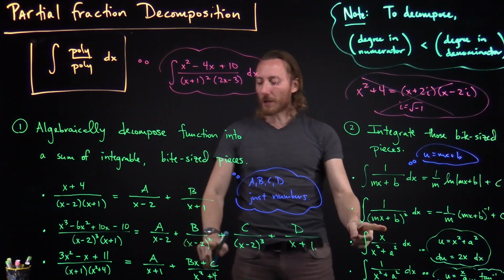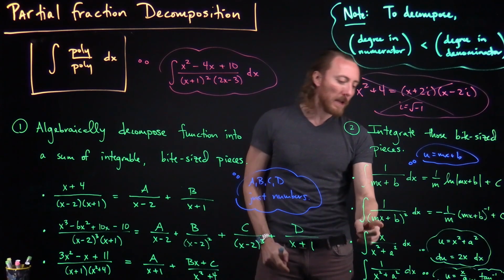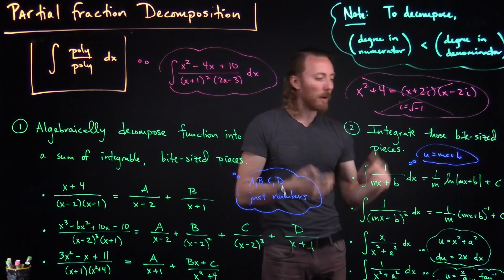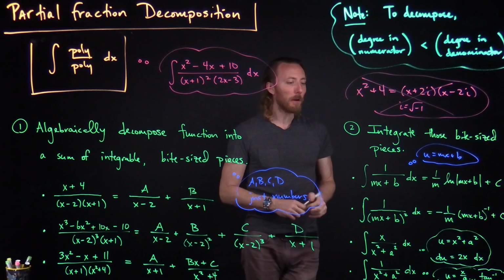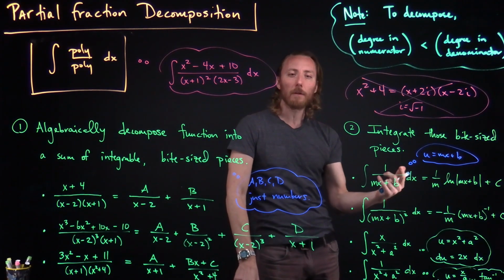Another form that pops up when you have the repeated factors is a degree 1 thing raised to a power. So what if you had a degree 1 thing raised to a second power? It would be analogous if you had it raised to a third power. But yeah, raised to a second power, you could almost think of this as this thing to the minus 2 power, right?